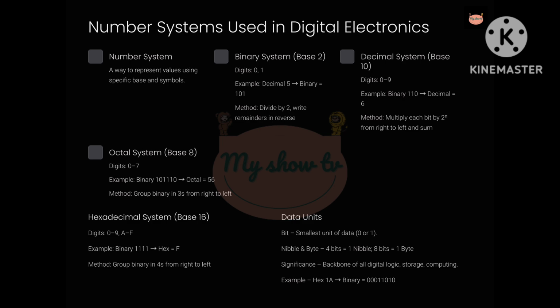A bit is a single binary digit, either 0 or 1. A nibble is a group of 4 bits, and a byte is a group of 8 bits. These systems are crucial because they help digital devices store, process, and communicate data efficiently. Example: decimal 15 equals binary 1111, and hexadecimal F.